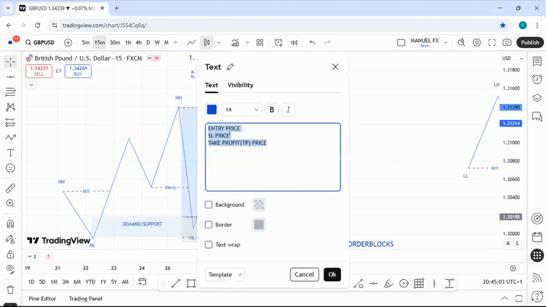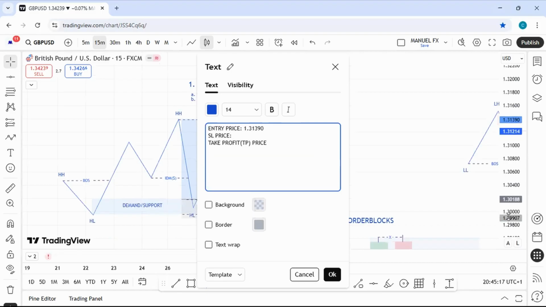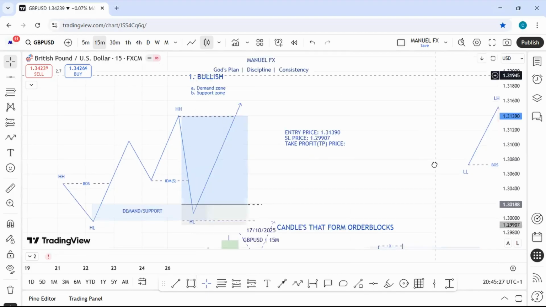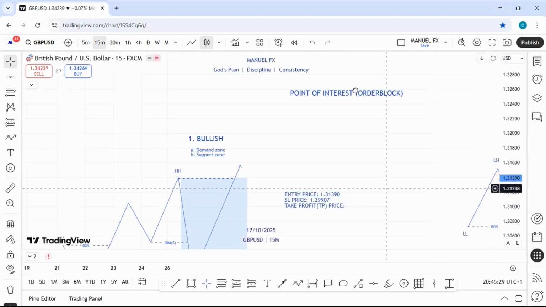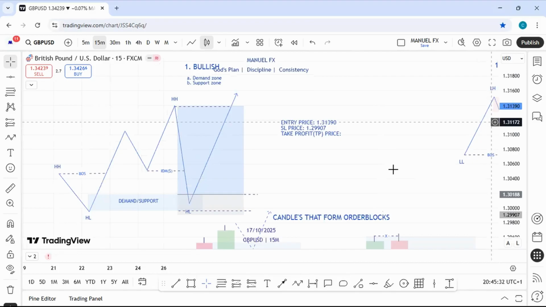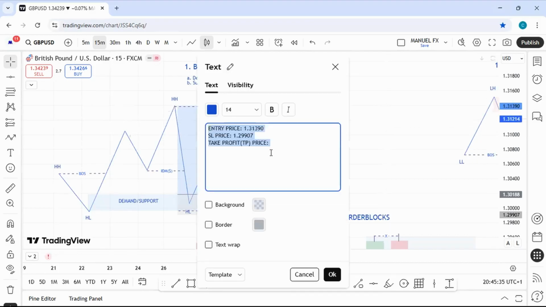Take note of the price. Entry price is 1.30188. The SL price, I told you, is the lowest one, so this one, 1.29907. Then the take profit is your TP, which is this price here, 1.31390.